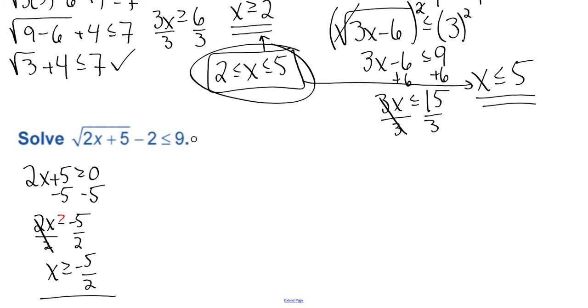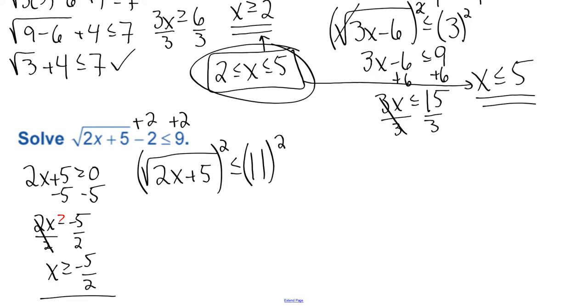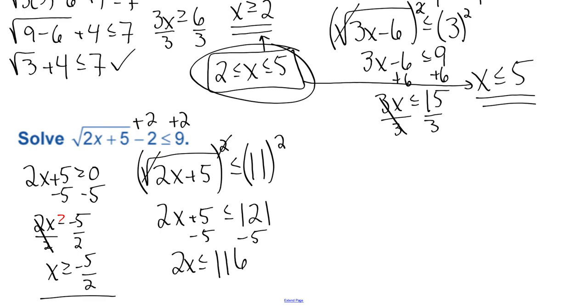Now we're going to work with this one like normal now. So add 2, we get square root of 2x plus 5 less than or equal to 11. Now we can square both sides. That radical is by itself. That takes care of that. 2x plus 5 less than or equal to 121. Okay, let's keep going. Minus 5, minus 5. So 2x is less than or equal to 116. Divide both sides by 2. And you get x is less than or equal to 58.